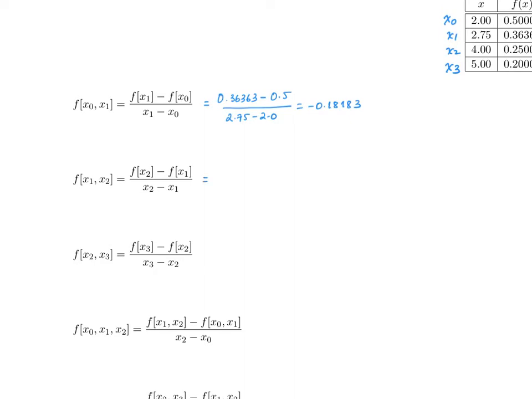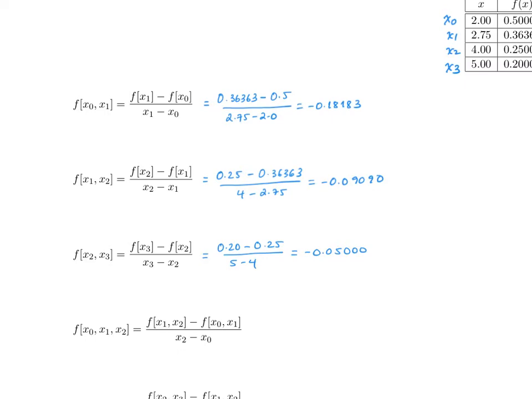Then the next first divided difference will be f of x1, x2. So this will be 0.25 minus 0.36363 divided by 4 minus 2.75, and this is minus 0.09090. All right, so let's do the last first divided difference. F of x2, x3 is equal to 0.2 minus 0.25 divided by 5 minus 4, and this is equal to minus 0.05.